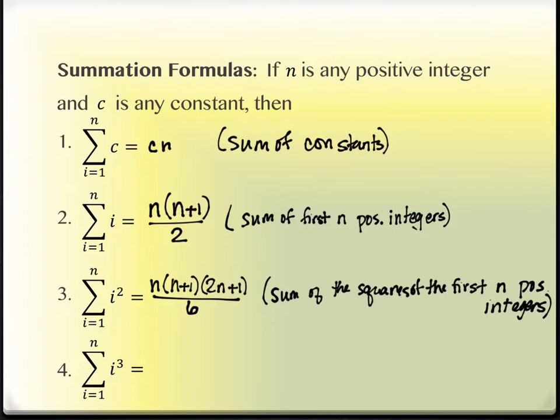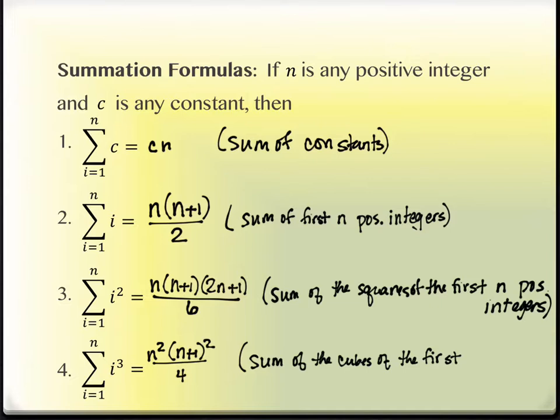And the last one that we're going to do is n squared times n plus 1 squared, and it's over 4. And in much the same way, this is the sum of the cubes of the first n positive integers. So 1 cubed plus 2 cubed plus 3 cubed plus 4 cubed.